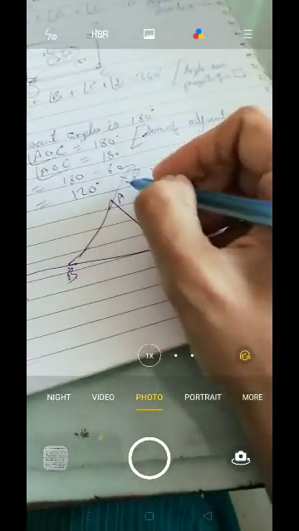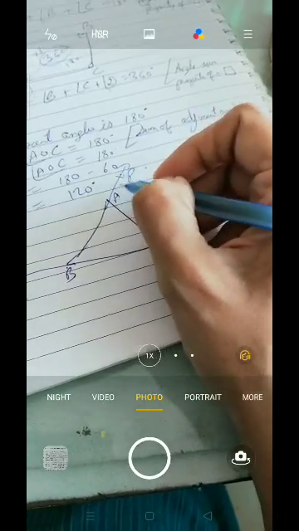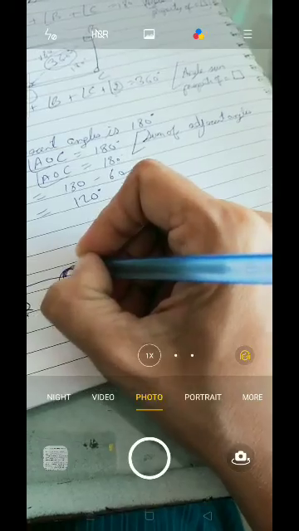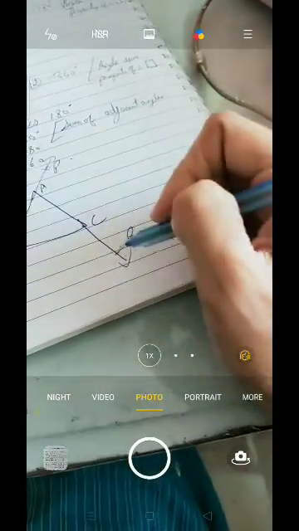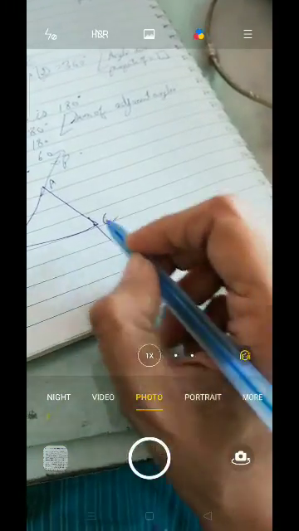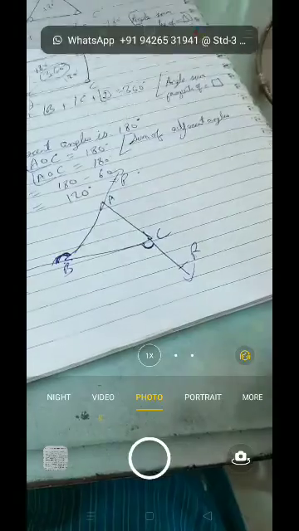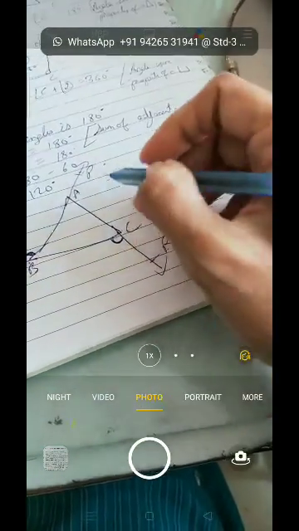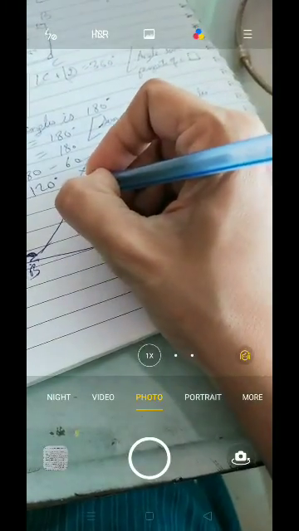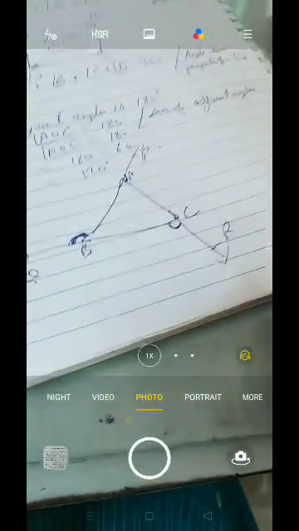Look, either you can read from P or you can read from A also. P, B, Q. This is an exterior angle. Over here, R, C, B or R, C, Q. This is also an exterior angle. And P, A, C over here. This is also an exterior angle. Clear?